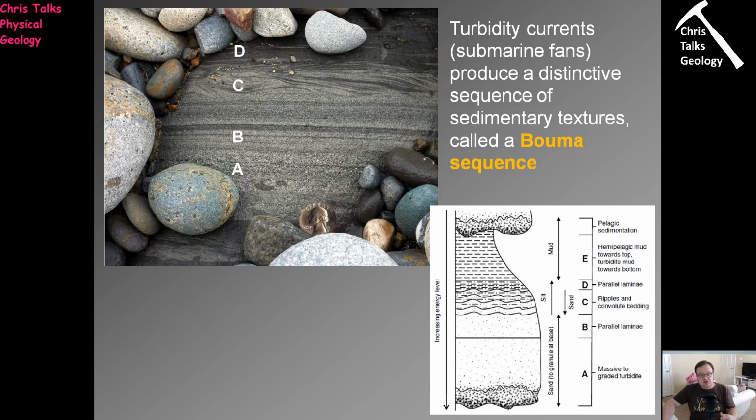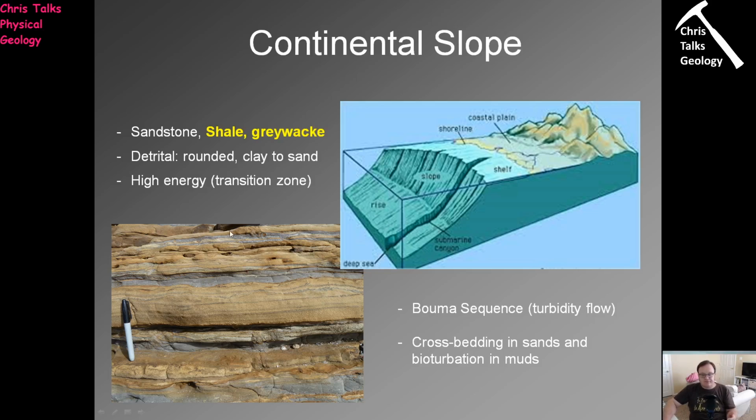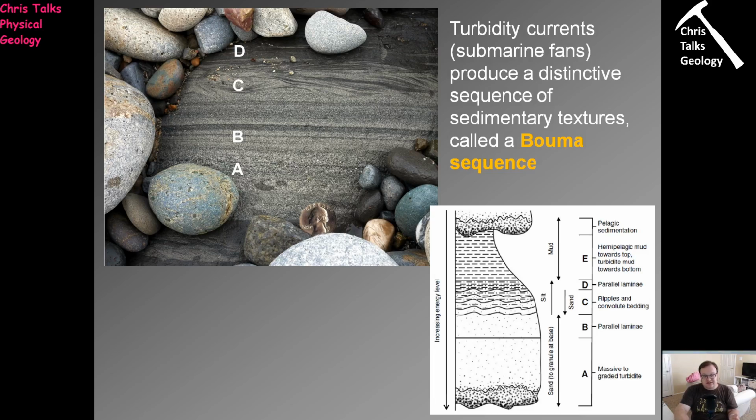And so geologists will keep an eye out for these Bouma sequences, these layers A, B, C, D, and E, and if we see them, that's really helpful to a geologist because we know exactly where we are in the world. If we see one of these Bouma sequences, we know it has to have formed down here on the continental rise, so we know exactly where we are. That's one of the nice times in geology where you know exactly what you're looking at.